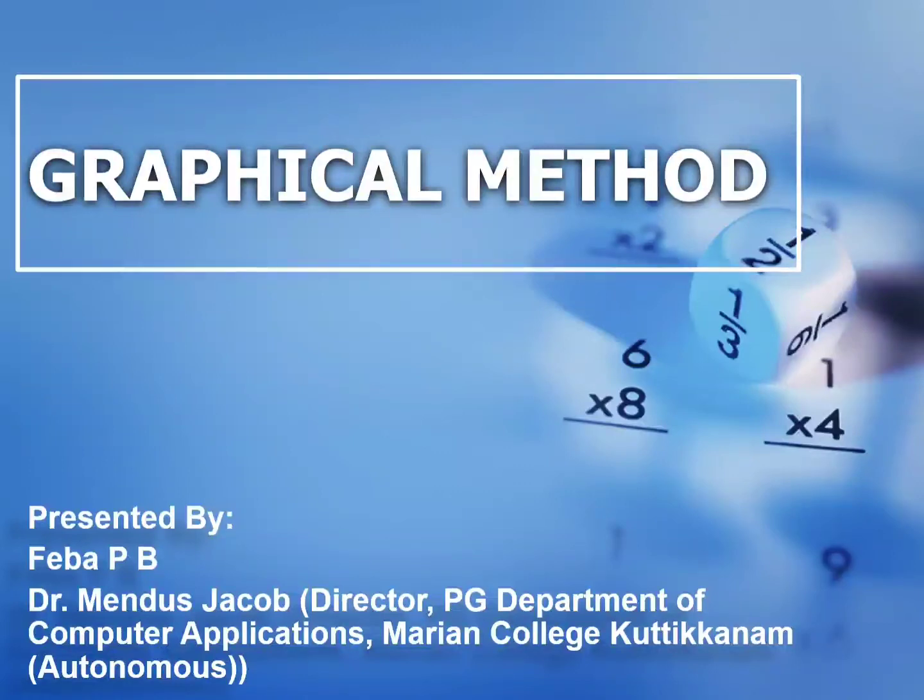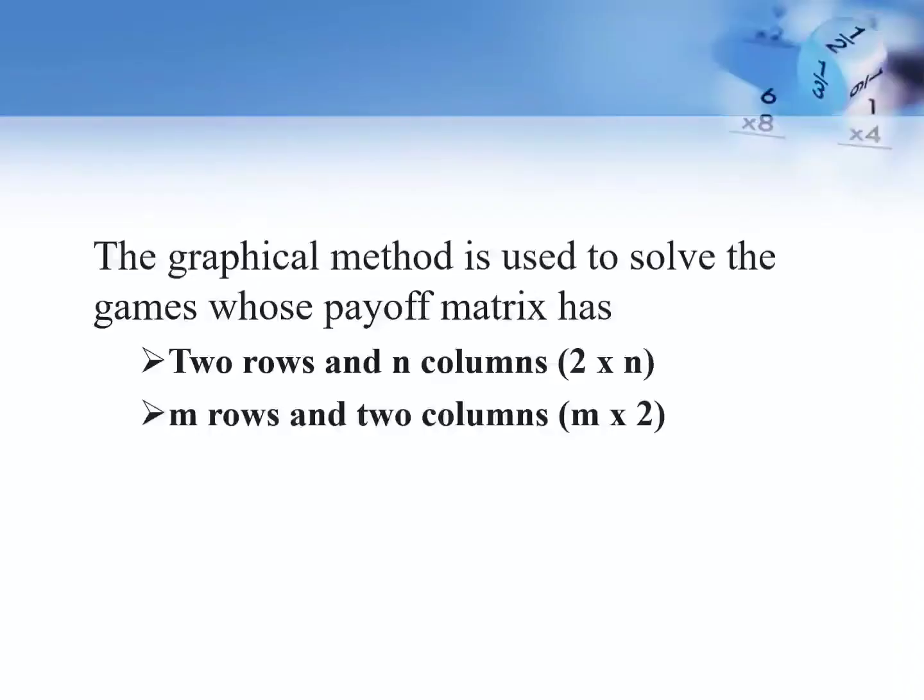In today's video, we will be focusing on the graphical method in game theory. The graphical method is used to solve the games whose payoff matrix has two situations, which can be of 2 rows and n columns, that is 2 into n, or m rows and 2 columns, that is m into 2. The graphical method is the simplest method among all other methods in game theory.